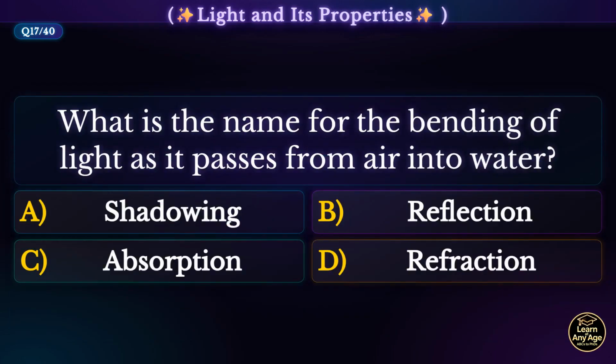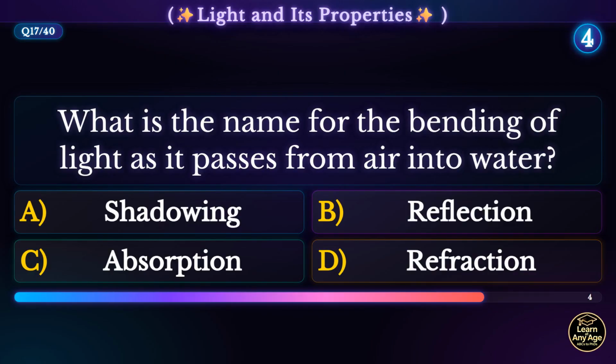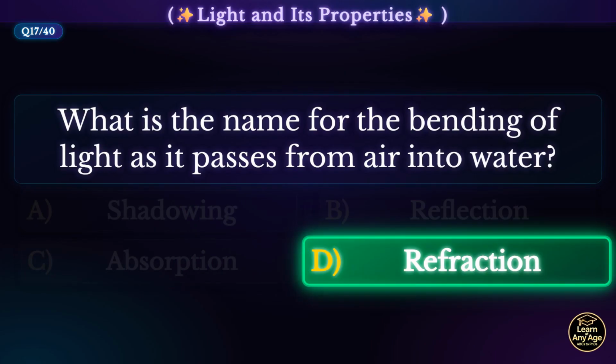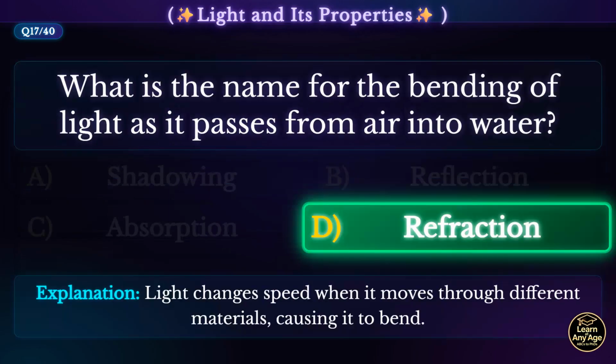What is the name for the bending of light as it passes from air into water? Shadowing. Reflection. Absorption. Refraction. Refraction. Light changes speed when it moves through different materials, causing it to bend.